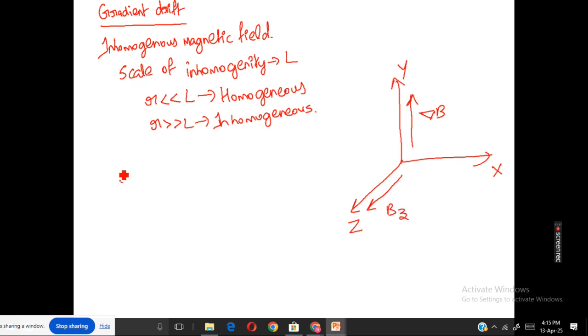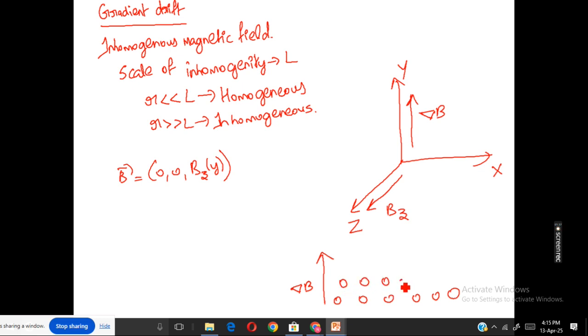So B is given by: along the x and y axis it is 0, and it is acting along the z direction and varying along the y direction. So we consider this is del B. The magnetic field lines will be far from each other in case of smaller values of y, and as we move up, it will become closer together. Closer magnetic field lines indicate stronger magnetic field. So it will be like this.